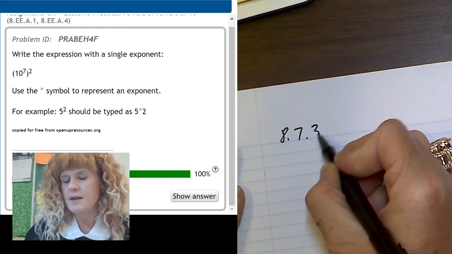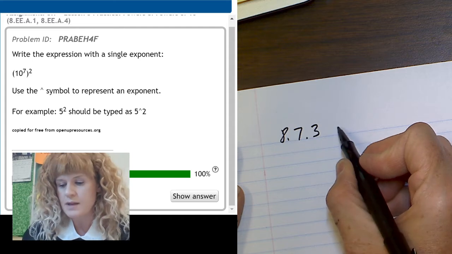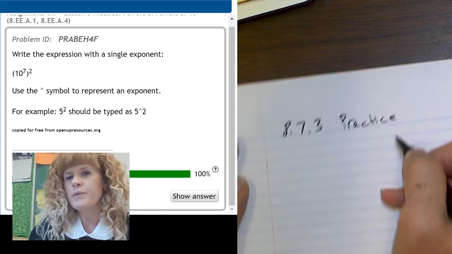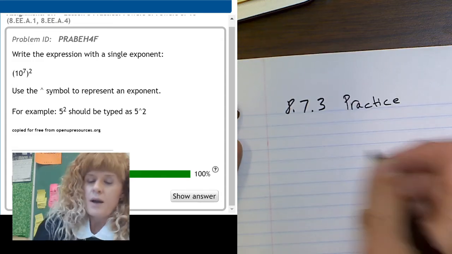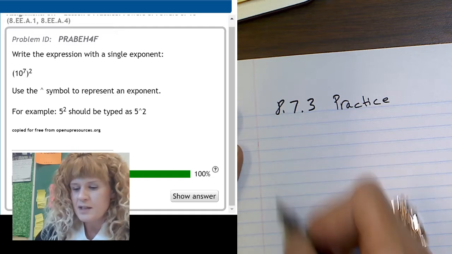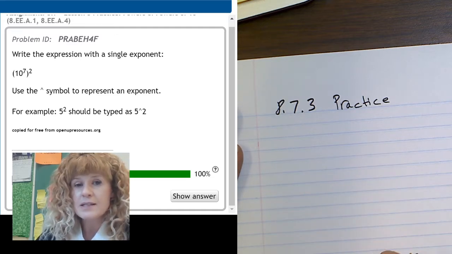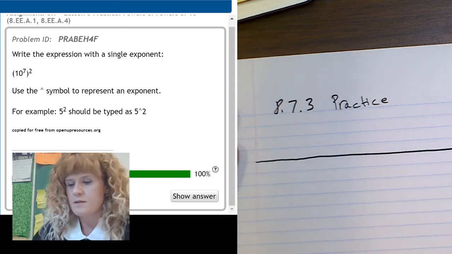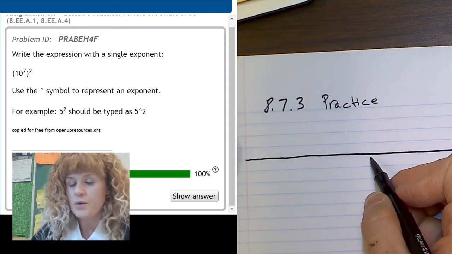This assignment is 8.7.3 practice problems. And before we do any practice at all, I want you to remember base 10. So let me make a chart that I've already showed you in class, but you need to be very familiar with this. Follow along on your own paper.